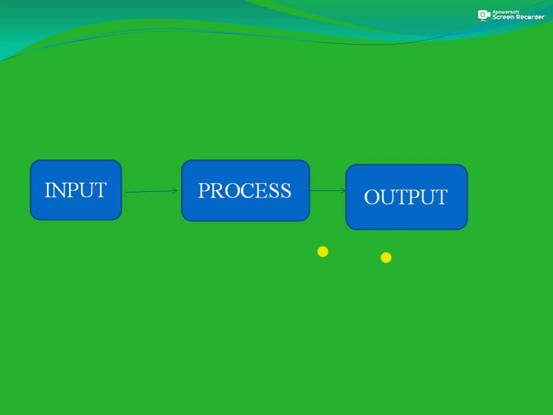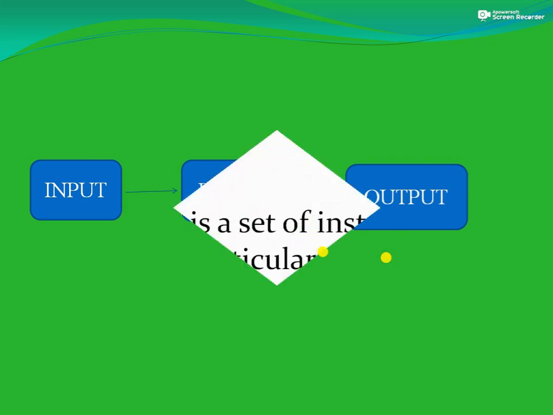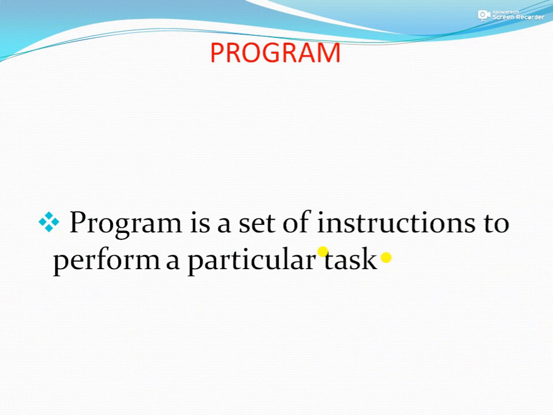Now, our second term is program. A program is a set of instructions to perform a particular task. Or in other words, we can say that a program is a sequence of instructions that specify how to perform a task. How to perform a task or a specified task, we can say.